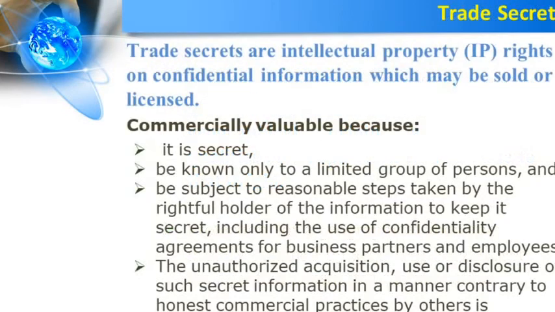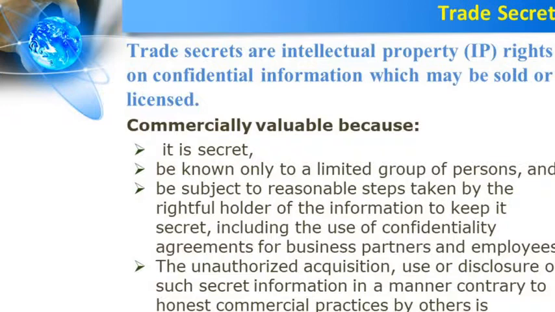Now we come to the last thing of IP, that is trade secrets. Trade secrets are a type of intellectual property that comprise formulas, practices, processes, designs, instruments, patterns, or compilations of information. It is an IPR on confidential information of commercial value which may be sold or licensed.